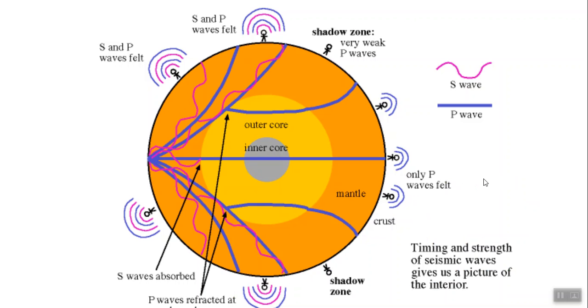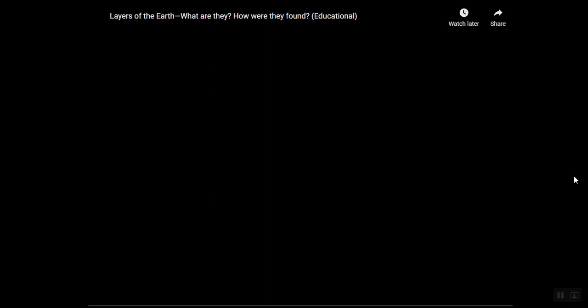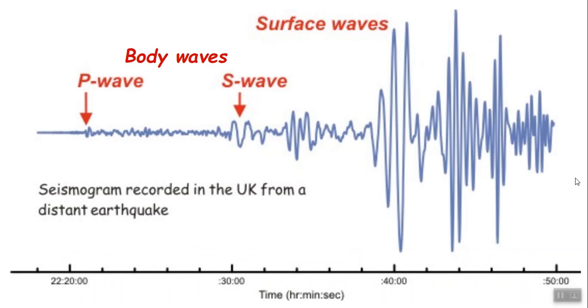Number 31 is the seismogram. What is the first wave to arrive? Again, we're just reiterating what we talked about before. The P wave is the first to arrive. The second wave is the S wave, both body waves. What are the last waves to arrive? The surface waves.